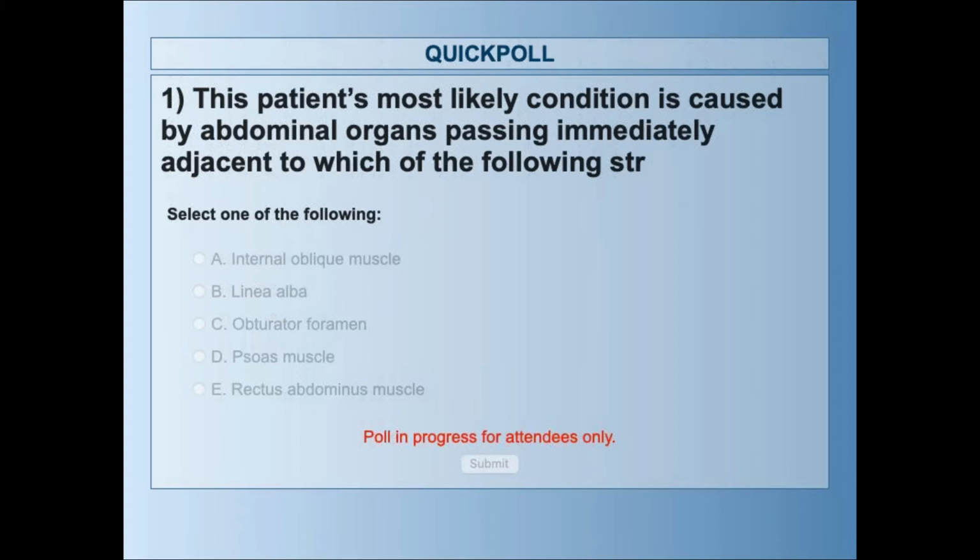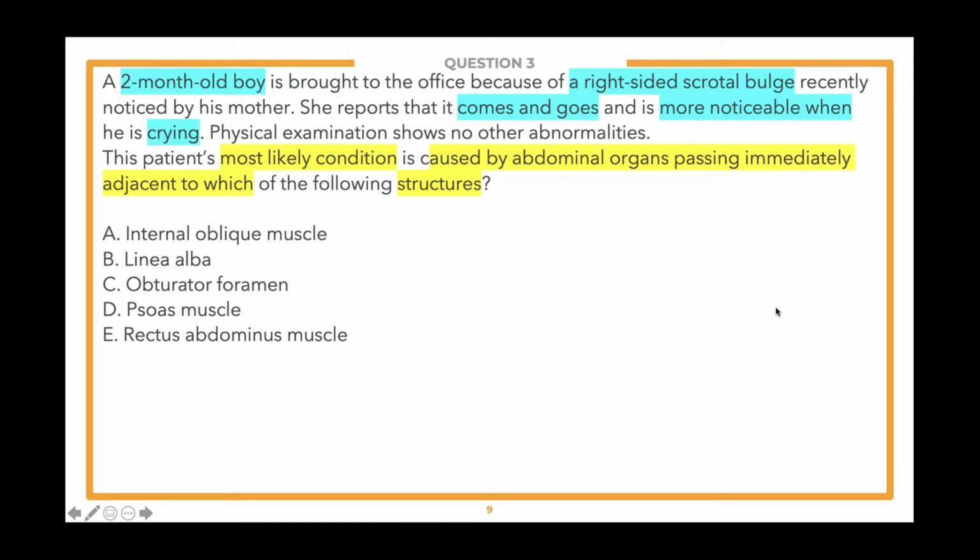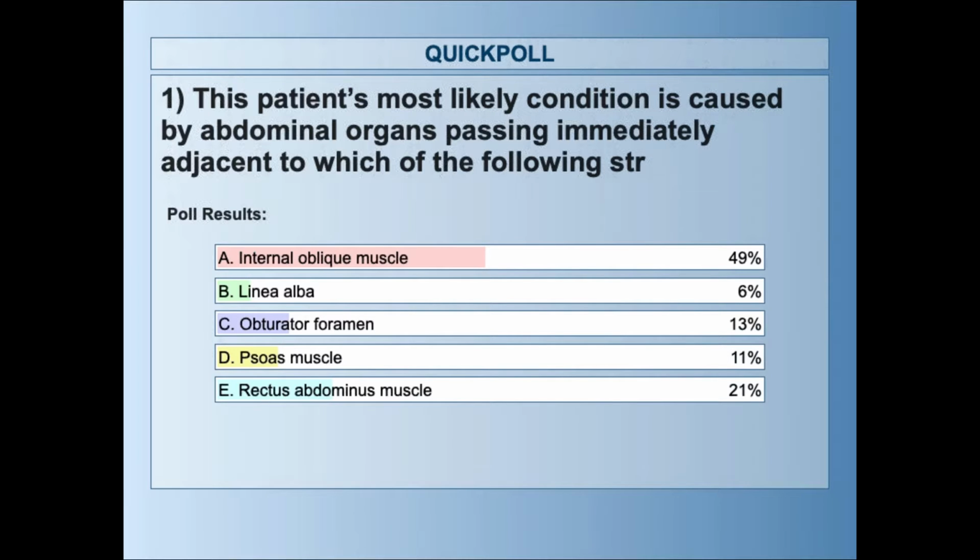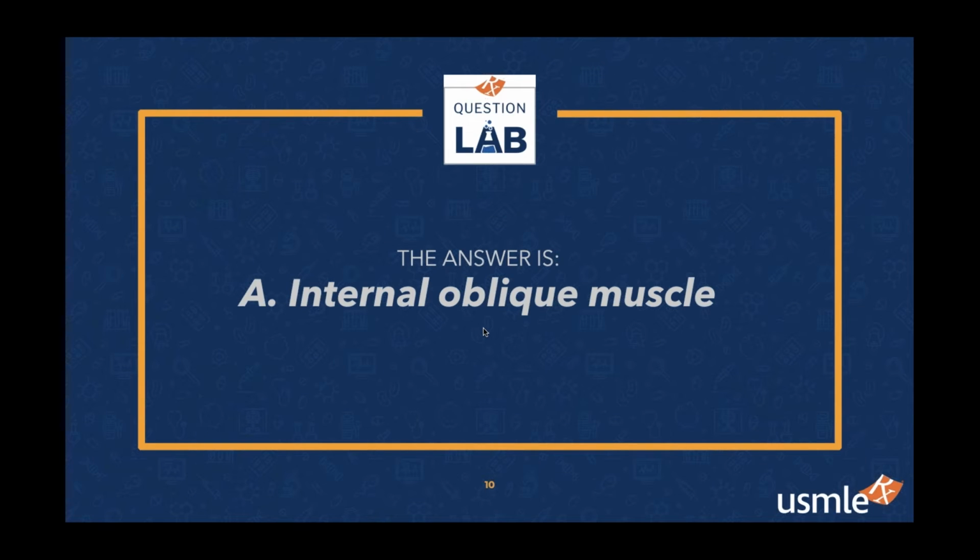See the responses coming in. We'll give all of you a few moments here. We've got about half of you responded so far. All right, well, let's take a look here and see what you selected. So we had a clear favorite. 49% of you selected A, internal oblique muscle. In distant second place with 21% was answer choice E, rectus abdominis muscle. So let's take a look and see what the correct answer is. And the correct answer is indeed A, and 49% of you got it right. So great job, everyone. Let me hand it off to Boris.